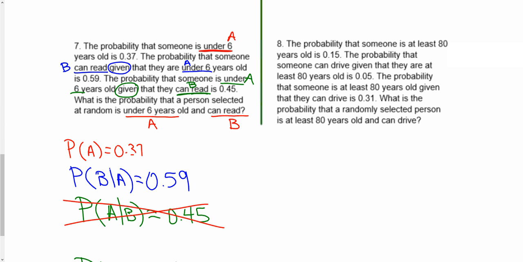And the last one, under 6, is A. We have the word given, so that's the slash. And then can read is B. And so that's the green one down here at the bottom that's crossed out. Now the reason why it's crossed out is because when we did the inventory, we're going to use the formula that only has 2 numbers in it. So there's going to be a formula that only has 1 number in it. So basically we don't need that number.